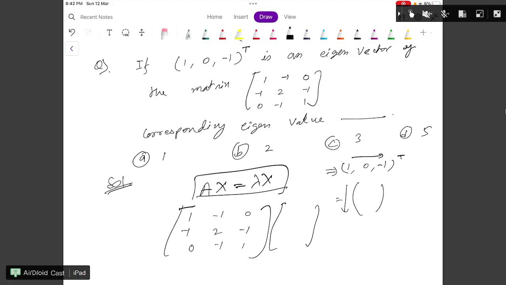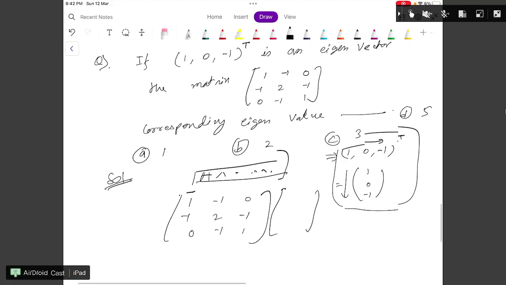This implies the transpose. So just write it into column form. So this will be equal to this. So this is the meaning of the transpose. Okay. Now I will solve.